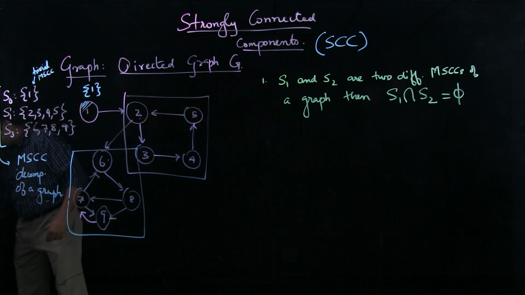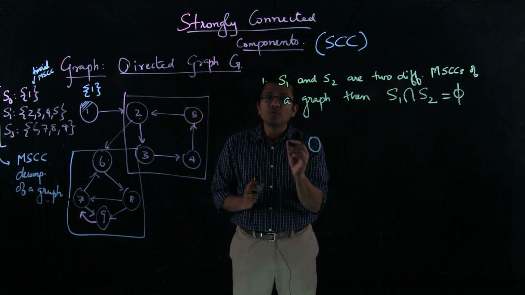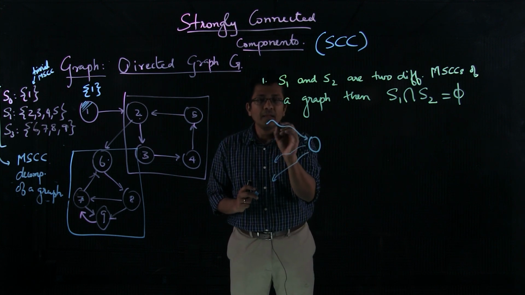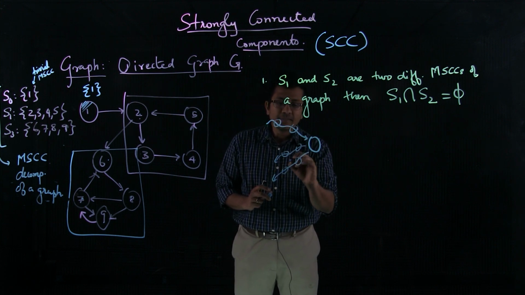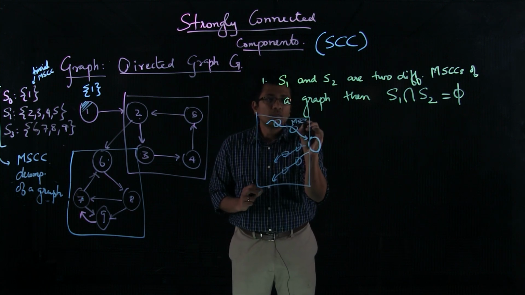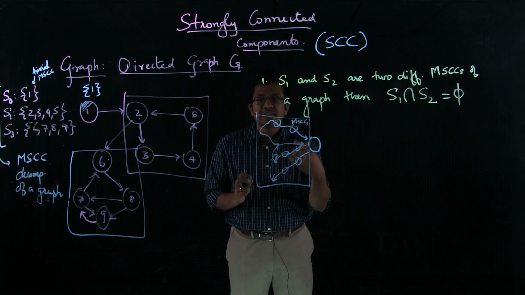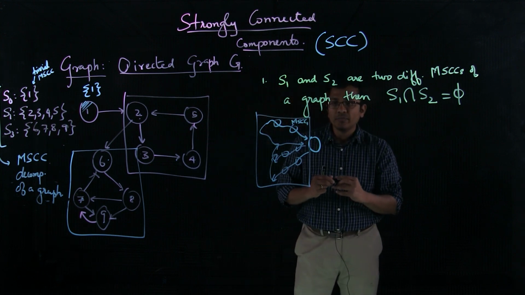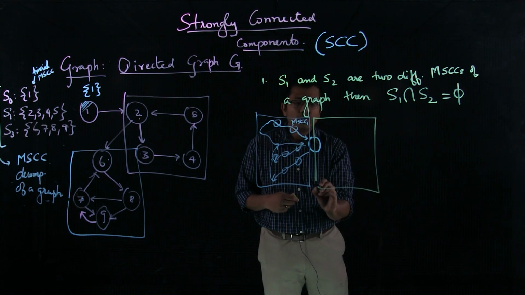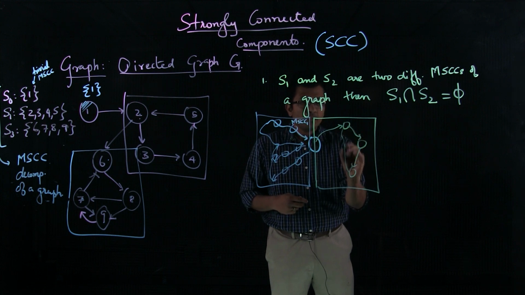Why is that? Let us take an example. Suppose you had a vertex in common between the two MSCCs. So let us have MSCC 1, a bunch of vertices. What's the idea here? It's full of these cycles. You can go from one place to another. And let's have MSCC 2, and this node that I've shown here, let's say, is in common between the two MSCCs.